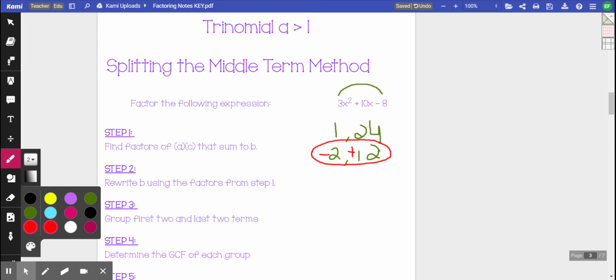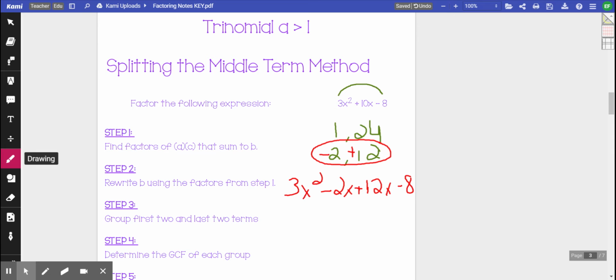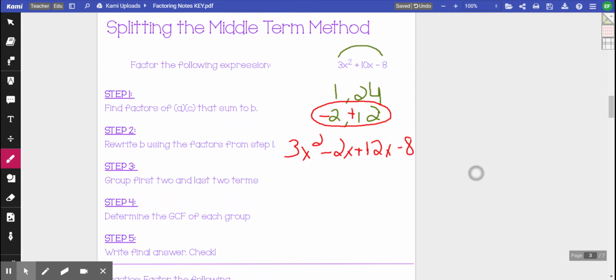If I move down now to step number 2, it says to rewrite b using the factors from step 1. So I'm going to start writing out my expression, but instead of writing out 10x, I'm going to write negative 2x plus 12x, and then minus 8. So I brought down my first term, brought down my last term, and rewrote my middle term. I split it apart, hence the name of this approach. I split it apart and wrote it as 2 separate terms.